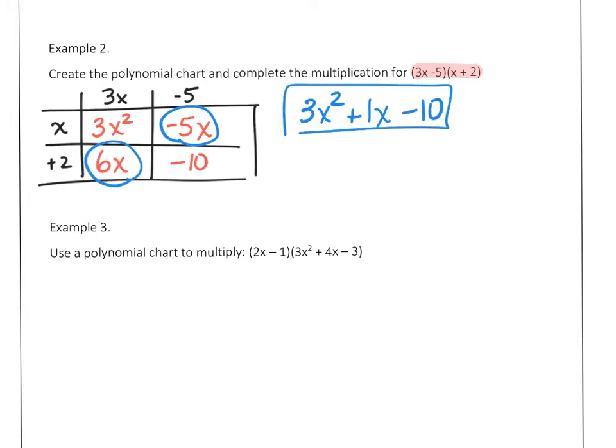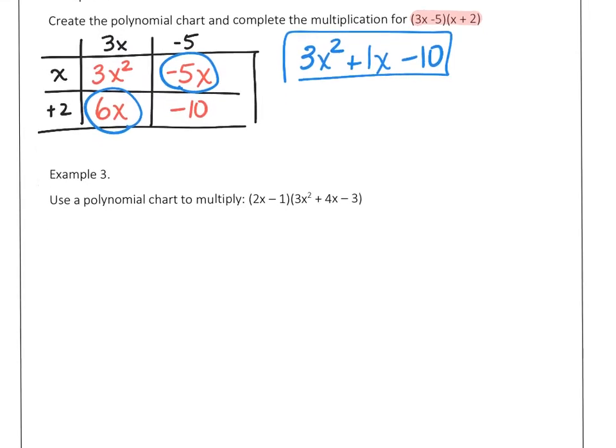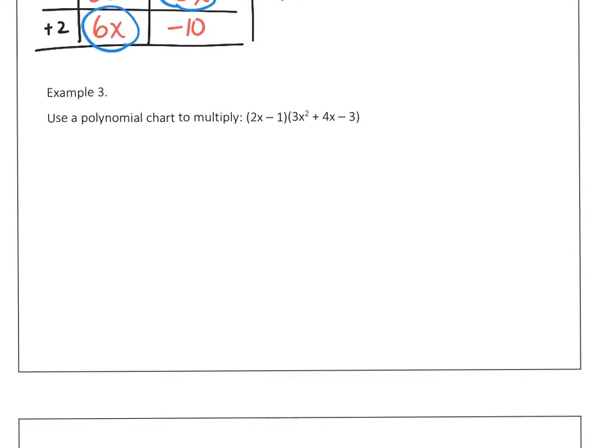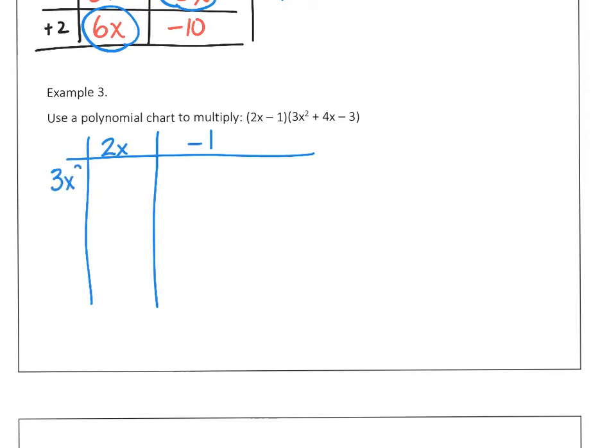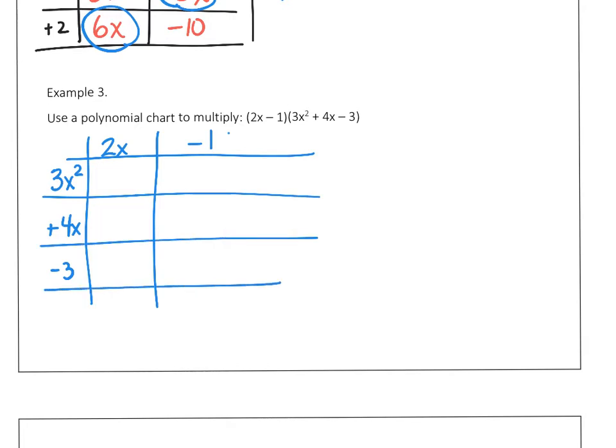Okay, so 3x minus 5 times x plus 2 is 3x squared minus 1x plus 10. We can also use a polynomial chart to deal with some bigger ones. So you've got 2x minus 1 across the top. And along the side, you've got 3x squared plus 4x and minus 3. And we're going to complete the multiplication there.